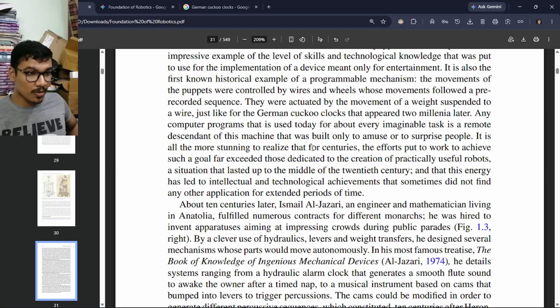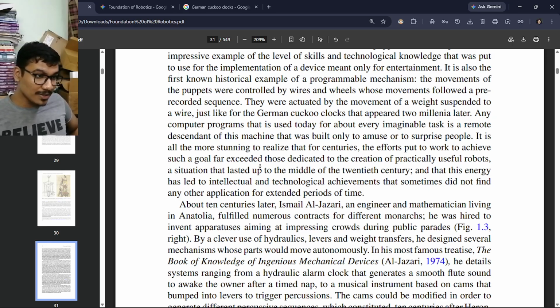Any computer program that is used today for every single imaginable task is a remote descendant of this machine that was built only to amuse and surprise people. It is all the more stunning to realize that for centuries, the effort put to work to achieve such a goal far exceeded that dedicated to the creation of practically useful robots. This situation lasted up to the middle of the 20th century, and this energy has led to intellectual and technological achievements that sometimes did not find any other application for an extended period of time.